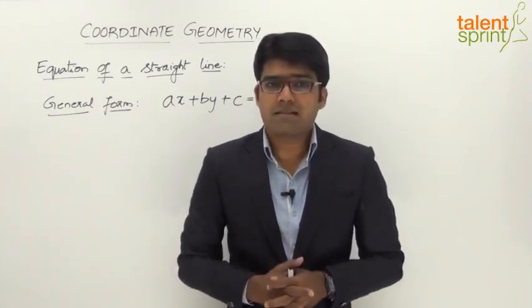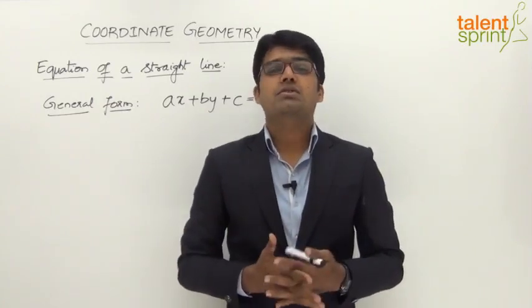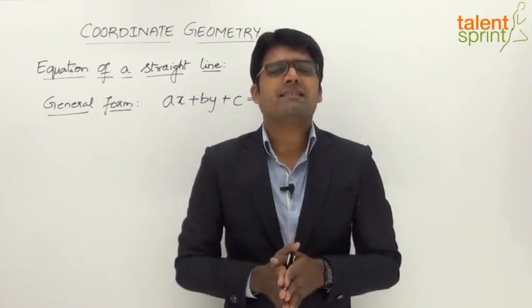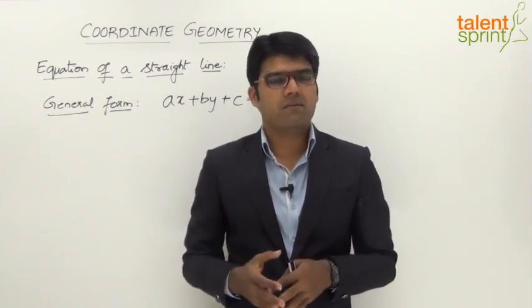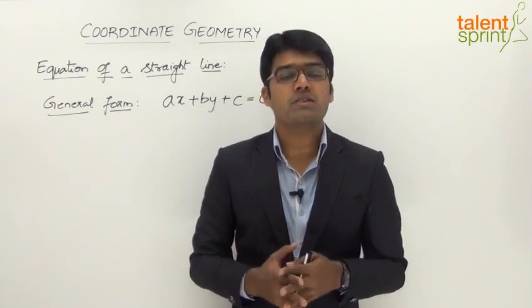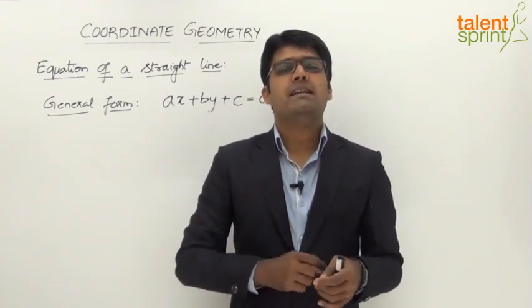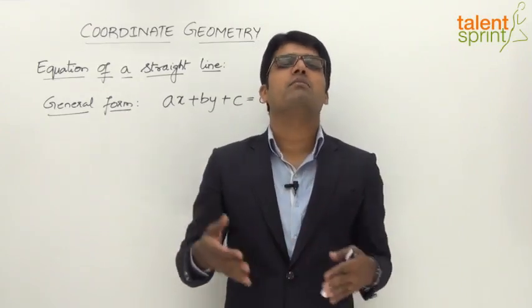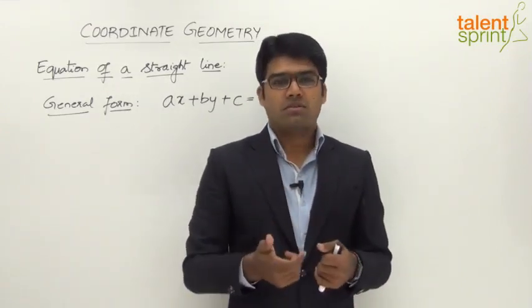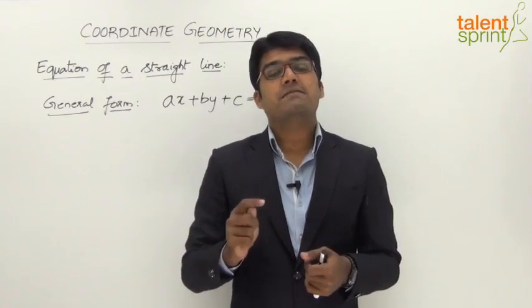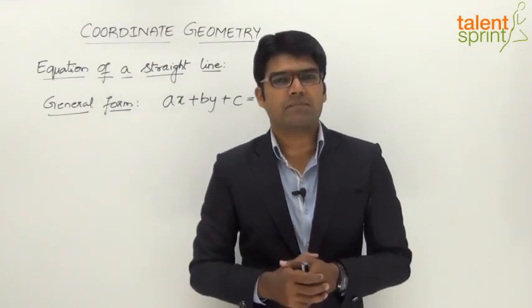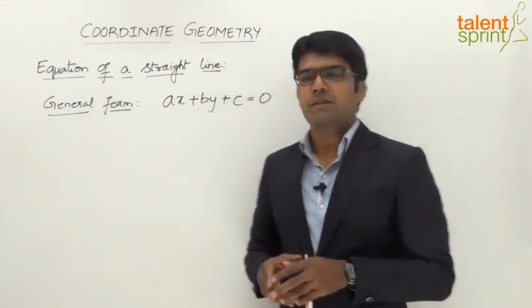But let us first understand what is meant by an equation of the straight line. Well, an equation of a straight line is a relationship between x and y, which is satisfied by the coordinates of each and every point that lies on the straight line. We know that a straight line passes through a number of points. So an equation should be the one which is satisfied by the coordinates of all those points which lie on the straight line.